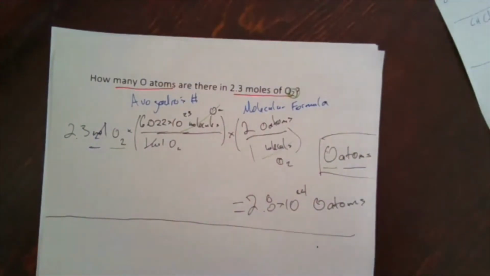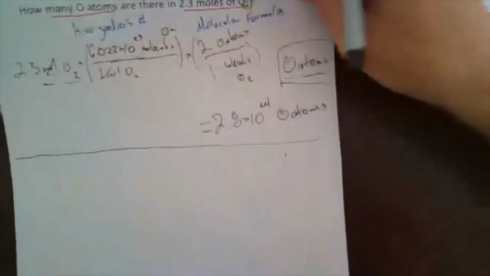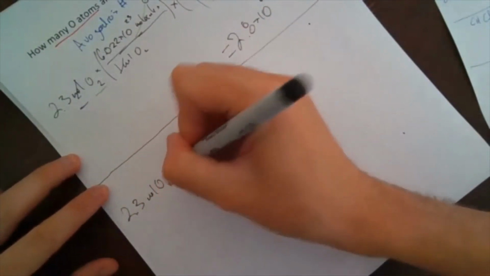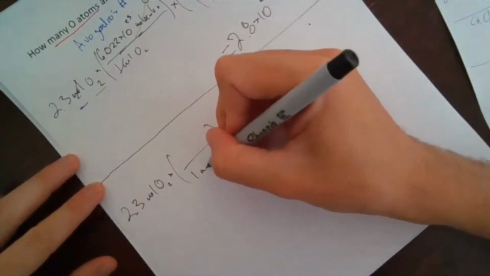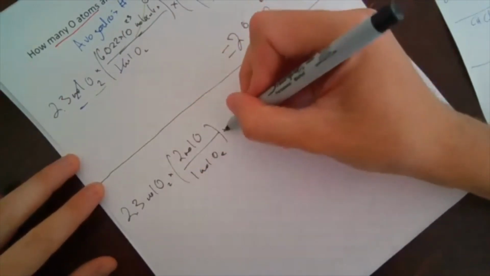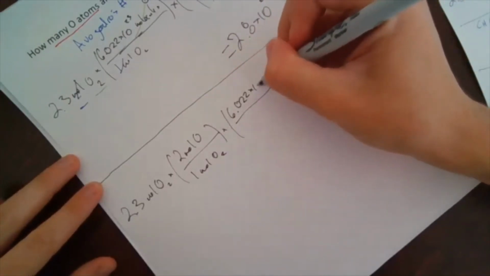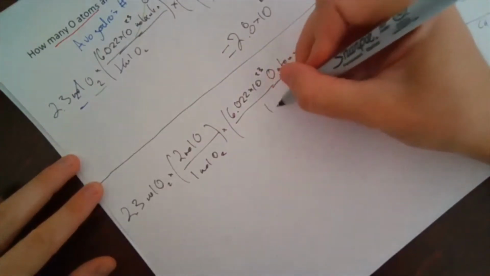It's worth noting that this way works, but there is another way to solve this problem. You can actually rearrange these steps and get the same outcome. So we can start with the 2.3 moles of O2. Remember, you can use your molecular formula in moles. 1 mole of O2 gives you 2 moles O. And then you can step down, it's 6.022 times 10 to the 23rd O atoms for every 1 mole of O.